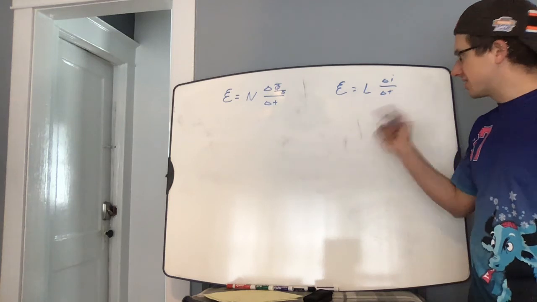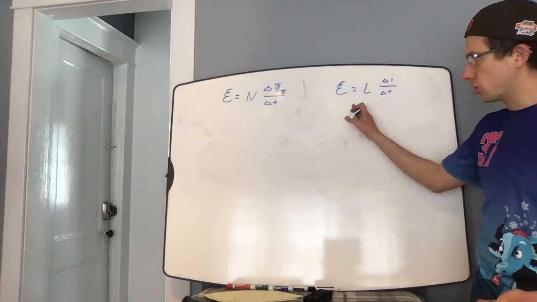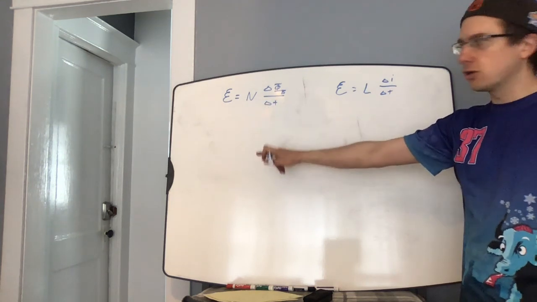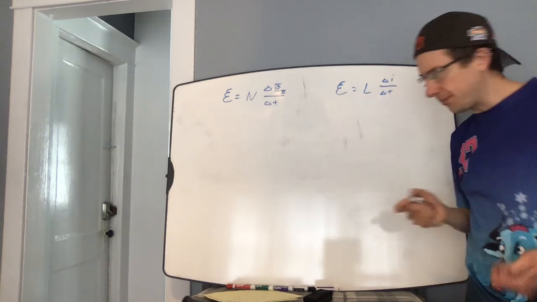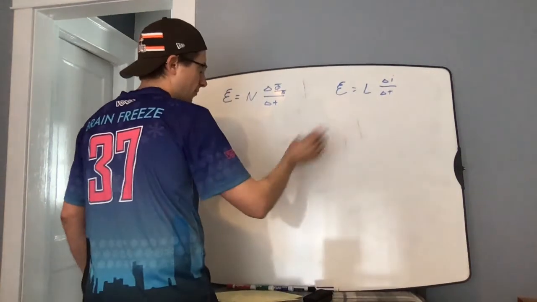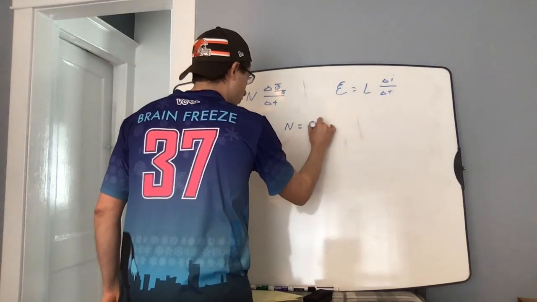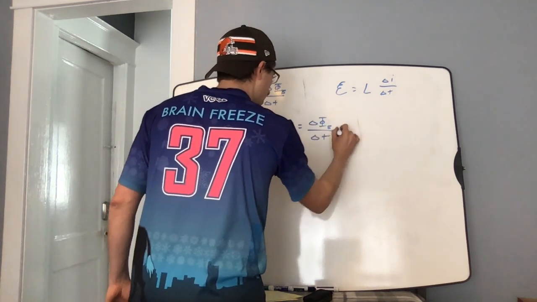Now, if I want, I could set them equal to each other. Maybe we could learn something about what this new term L is. N we defined before as the number of loops of wire. We talked about magnetic flux. We know what current is. What is this L? So I could set them equal to each other.